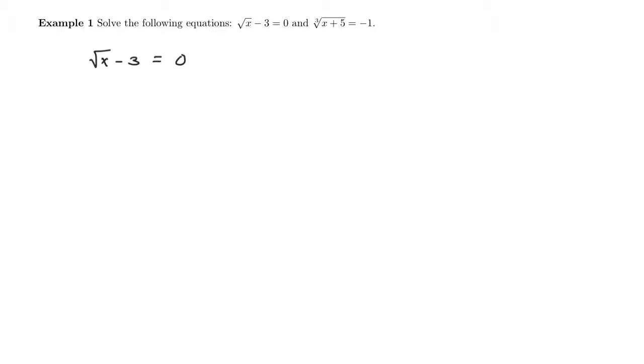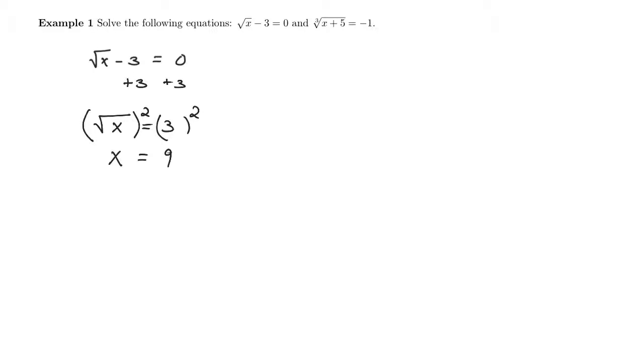The idea is get the root part by itself. I can do that really easily by adding 3 to both sides of this equation, no problem. And to get rid of the square root, I'm going to square both sides, because the square root of x squared is just x. 3 squared is 9.